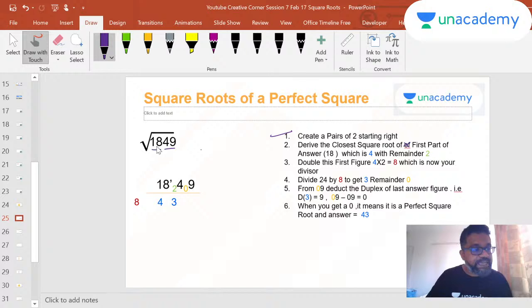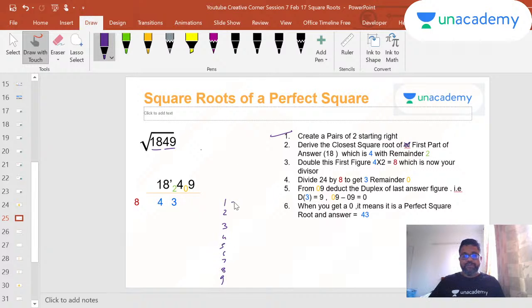So if I look at 18, what is going to be the closest number that will give me a square closest to this? If I write down all my squares here, 1 2 3 4 5 6 7 8 9, most of you will be familiar with the squares of these. 1, 2 squared will be 4, 3 squared will be 9, 4 squared will be 16, 5 squared will be 25, 6 squared will be 36, 7 squared will be 49, 8 squared will be 64, and 81. We're very familiar with all of these.